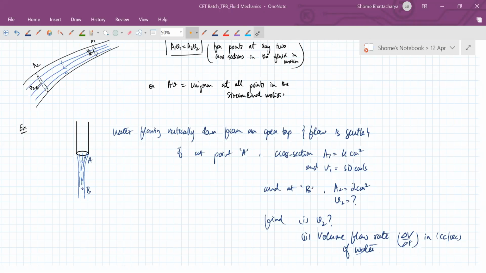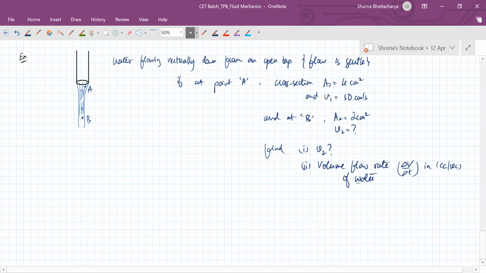Okay, very good. That's correct. So let's understand the first thing, the application of continuity equation. So from that we will get 4 centimeters square into 50 centimeters per second should be equal to 2 centimeters square into V2. So we'll get V2 as 100 centimeters per second.